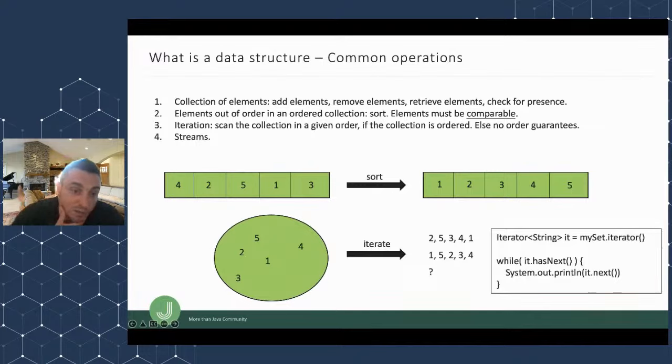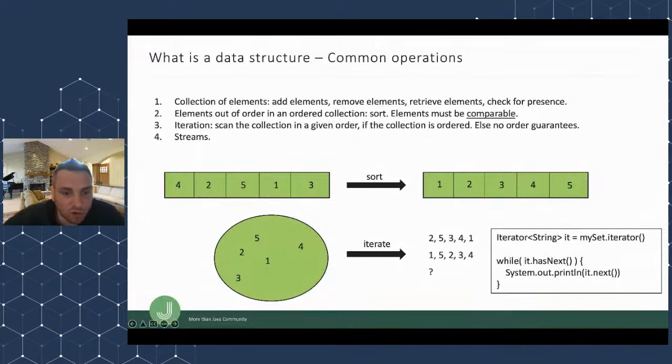So previously we were talking about out of order elements in a data structure. And here we have an example. This is an array. It's an ordered data structure, but we can see that elements inside are not ordered. If we want them in order, we can sort the array. And this is a common operation that can be done.